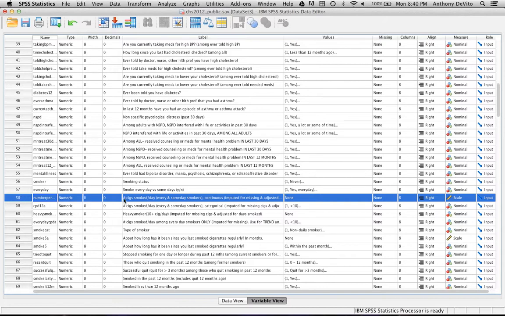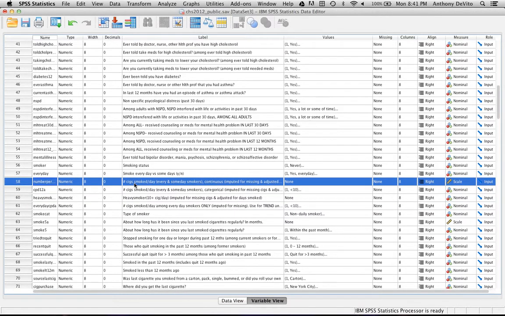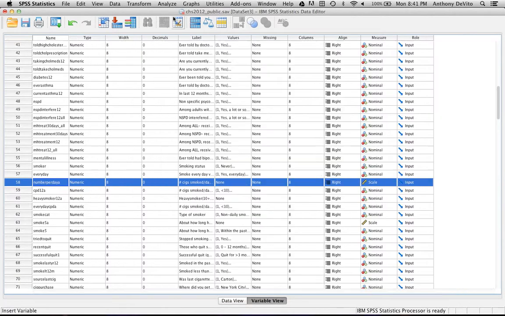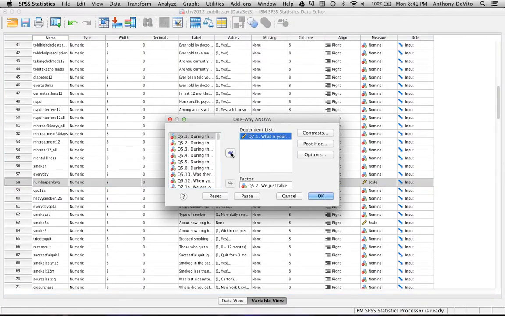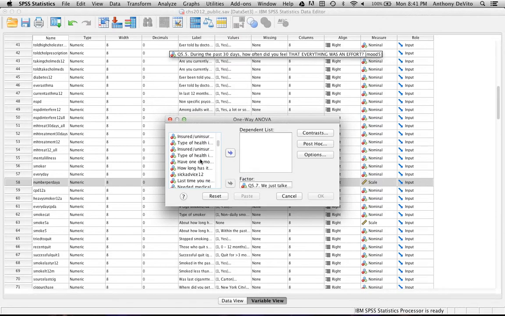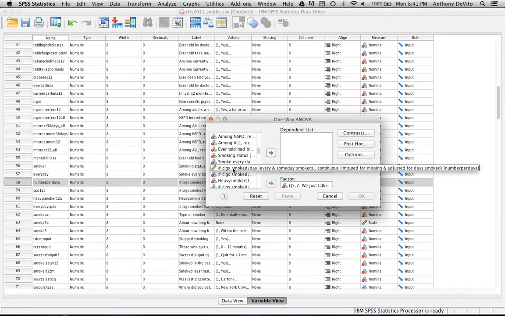Okay, so what is that? That's number, yeah, but I don't know how I'm going to find it. That's a pound sign. That's number per days. Okay, analyze, compare means, one-way analysis of variance. I'm going to leave the categories in there. Actually, I'm looking at the label here, which is number sign. Anyway, number of cigarettes. What's that? That one?